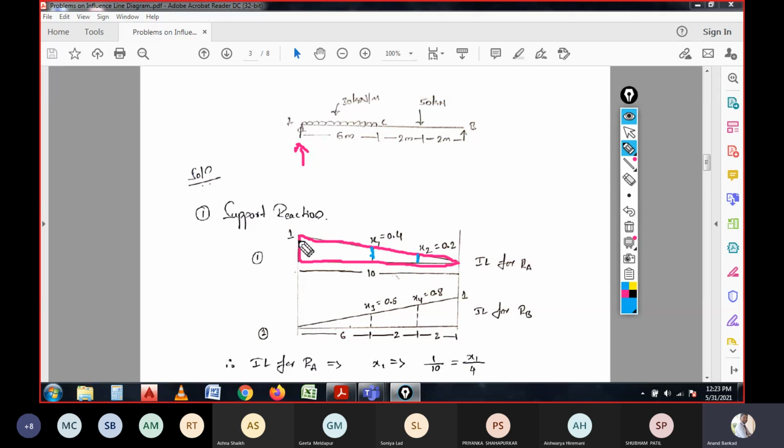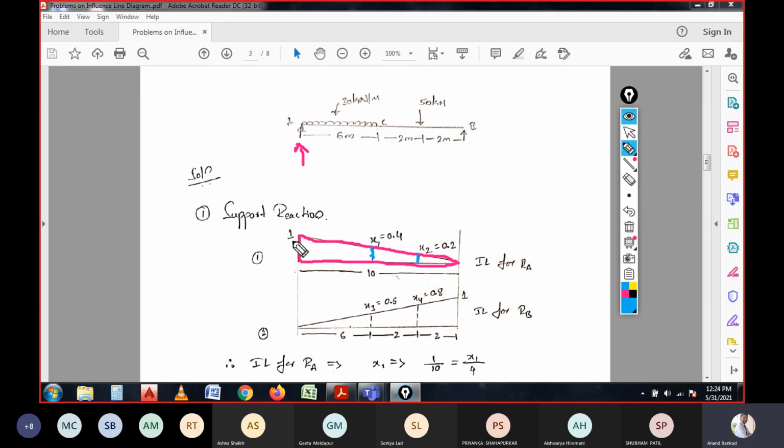And in this case it is a unit load, because at this point it is taken as unity, and the total span is 10 meter. Now if you consider this point, then we can consider a similar triangle over here. Here the total span is 10 meter, of which 6 meter is over here and the remaining is 4 meter, and this 4 meter is divided by 10, that is the total span. So here 1 by 10 is considered unity.